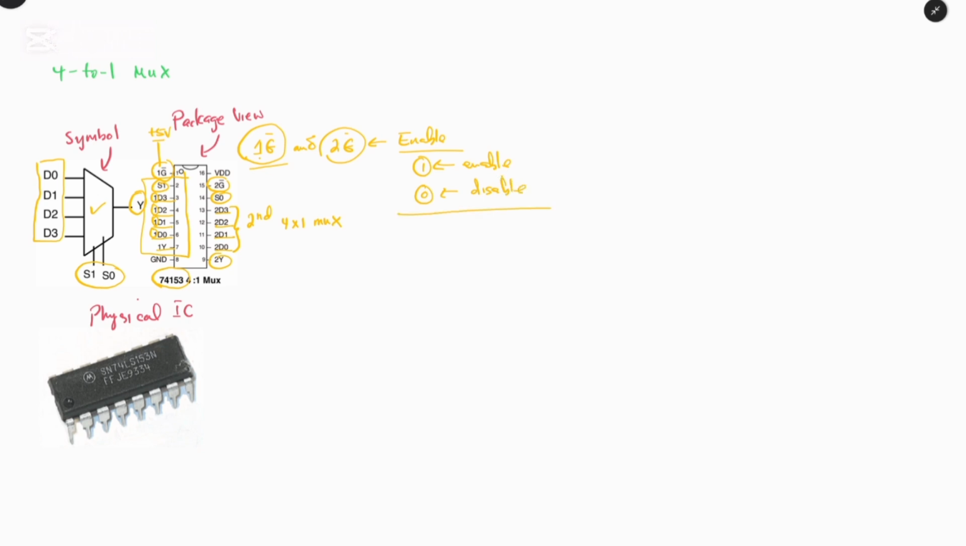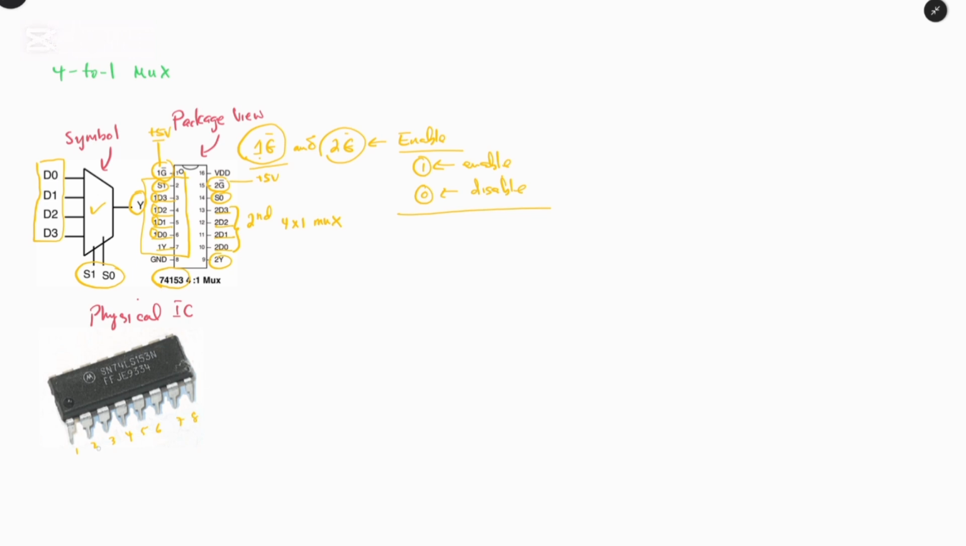So if you want to use both of them, then you have to apply a logic 1 to both of these enables. That means this one should be enabled with a logic 1, 5 volts, so you can use both multiplexers. However, if you want to use only one multiplexer, you can enable one and disable the other. So this is the physical IC chip, where it has 16 pins. So we have 1, 2, 3, 4, 5, 6, 7, and 8.